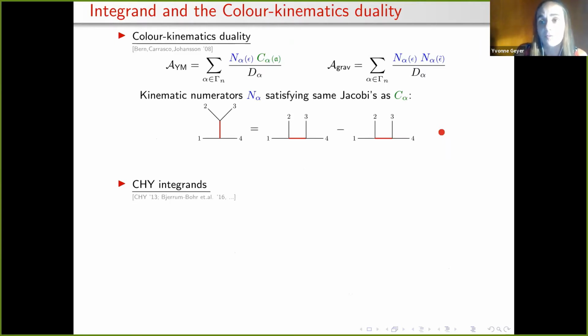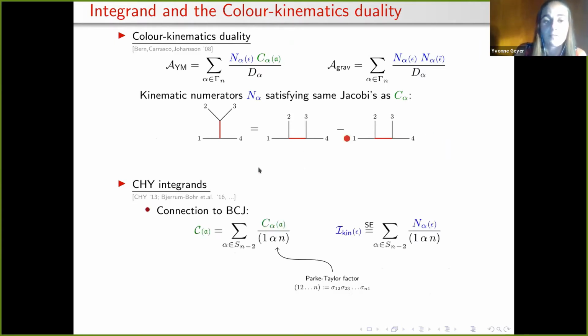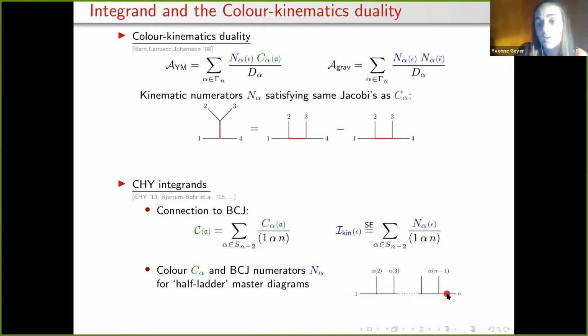These kinematic and color factors that we've seen on the last slide have a very nice representation as sums over Parke-Taylor factors, which are just these cyclic differences of the sigmas, where we should think of these with the two endpoints, one at n fixed, and we should think of these as corresponding to half-ladder master diagrams. For the following reason: the numerators that sit up here, the color and the n here, are in fact precisely the color and the BCJ numerators that appear in the color-kinematics double copy relations.